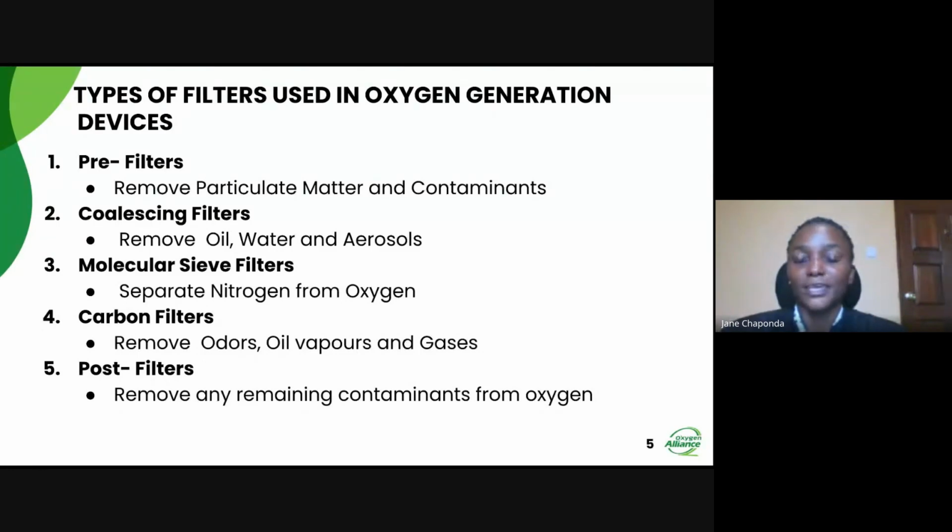...particles and contaminants from the air before they enter the main filtration system. And the second type is the coalescing filters. So these are the filters that are designed to remove oil and water molecules as well as aerosols from air. And the third type is the molecular filters. So these ones, they contain specialized materials that selectively absorb nitrogen molecules, allowing only oxygen to pass through.